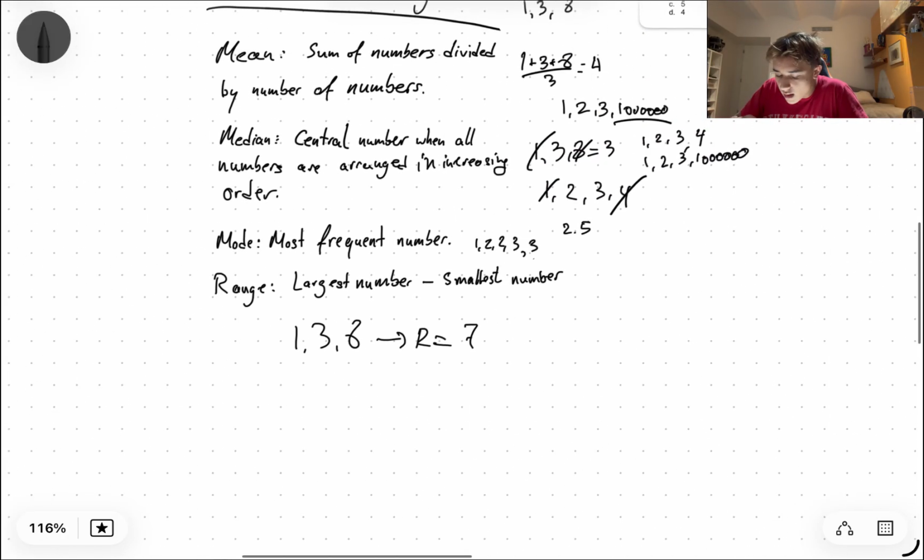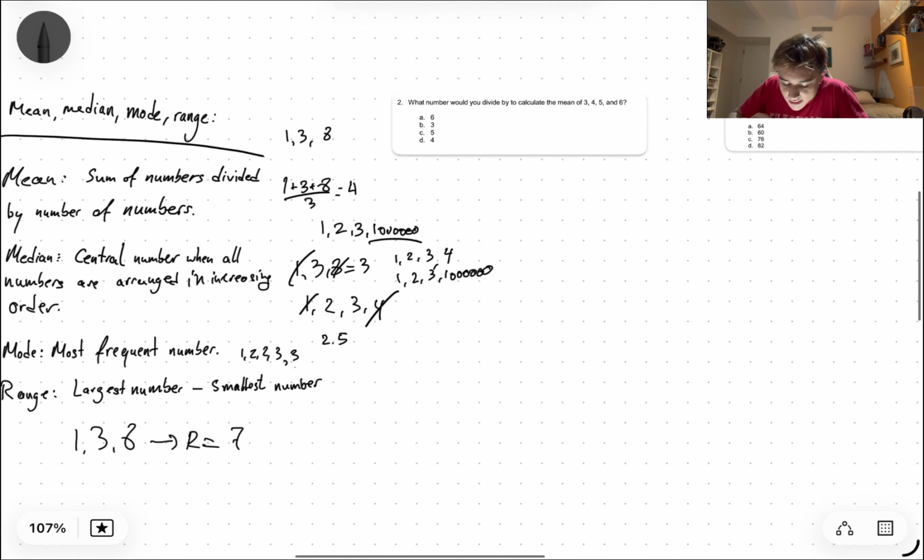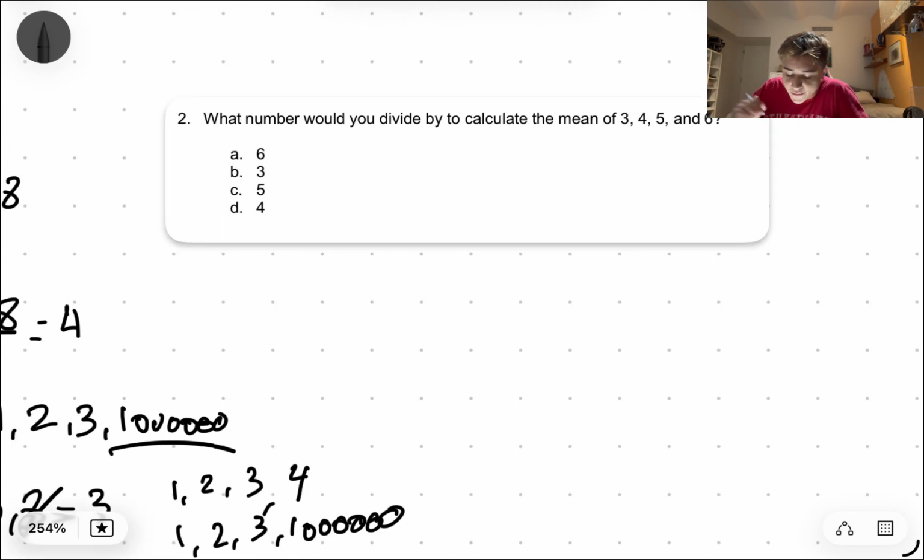So yeah. Now we're going to look at some example problems. What number would you divide by to calculate the mean of 3, 4, 5, and 6? Now we're going back to the definition of mean. The number you're dividing by is the number of numbers in your set. In this case, it's 4, because 3, 4, 5, and 6 are 4 numbers. So the answer is D.